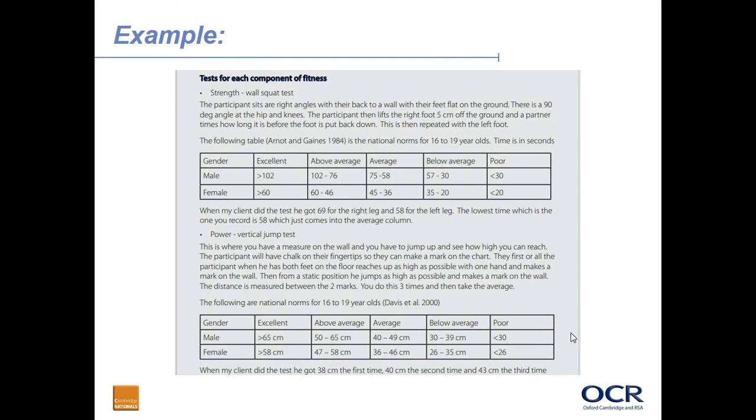So here's a few examples of the kind of thing. This is really going to help you now. So for this one here, we've got strength. So we've named the component of fitness. We've got the name of the test. We've got a description of how to perform the test. Then we've got the normative data. Then the result the client got is here. And then a brief description, which I think should be more for this. You could put a bit more detail to say what column that fits in. Is it above average, below average, etc.